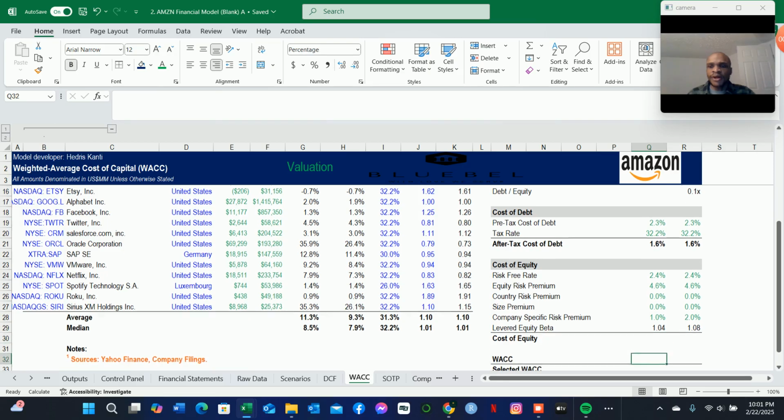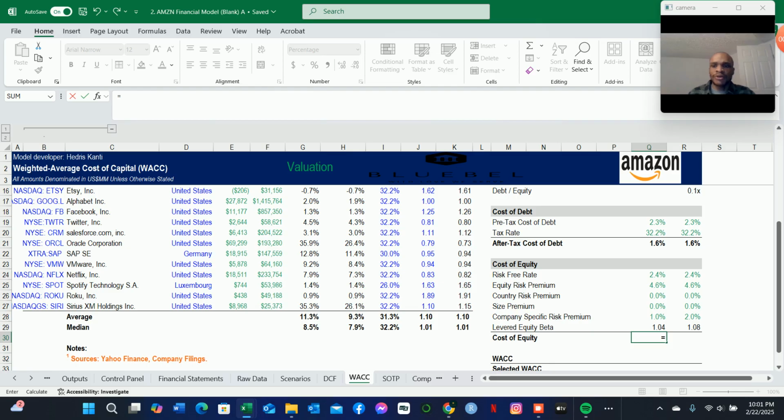So having done that, now we can estimate the cost of equity, which is just going to be equal to, you can open the bracket, we take the levered equity beta and multiply that by the equity risk premium. Since we are adjusting the levered equity beta, we are taking that as a function of the equity risk premium, since we are using the security market line in determining the cost of equity.